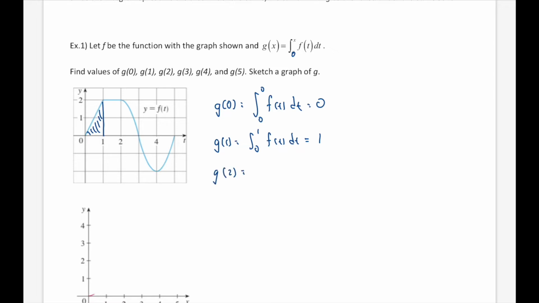G of 2 is going to be the integral from 0 to 2 of f of t dt. And that's going to be the area continuing. So we've already got the area of 1 plus those next two boxes, up to 3. G of 3 continues that area. Now, this space is maybe about 1.5, because there's almost a full box, and then a little bit extra. So the integral from 0 to 3 of f of t, I'm adding 1.5 for that area with that extra space. That's going to give us about 4.5.